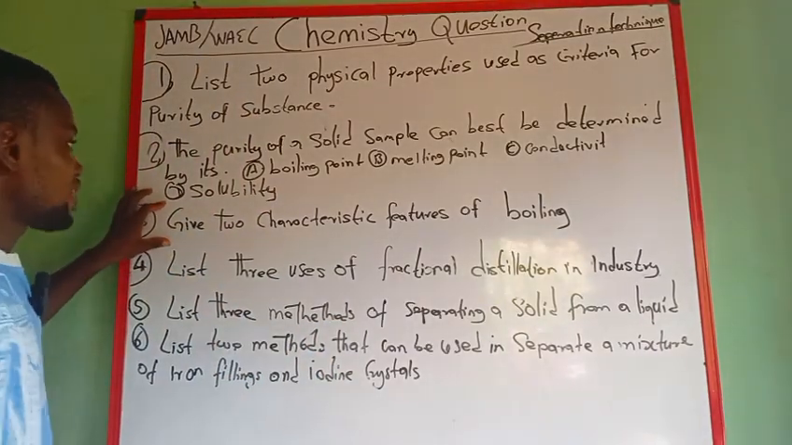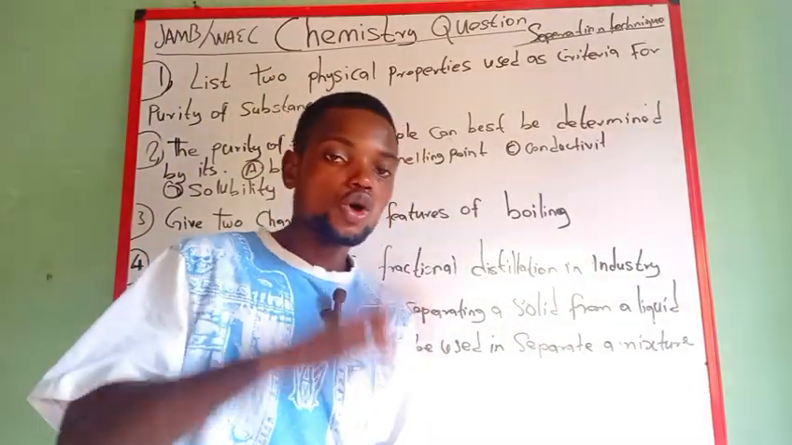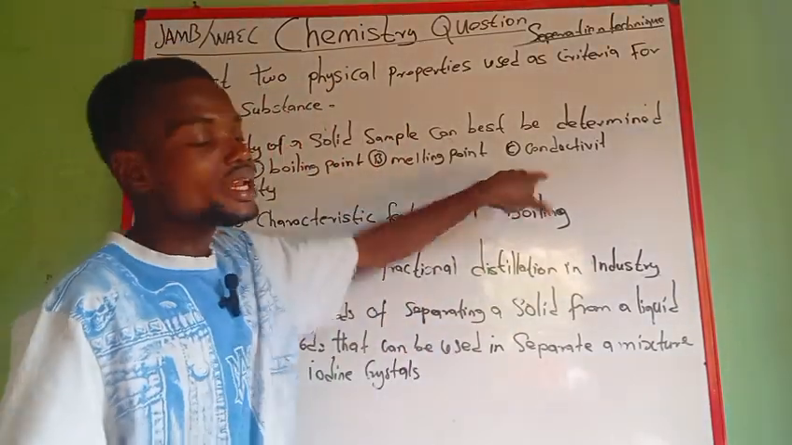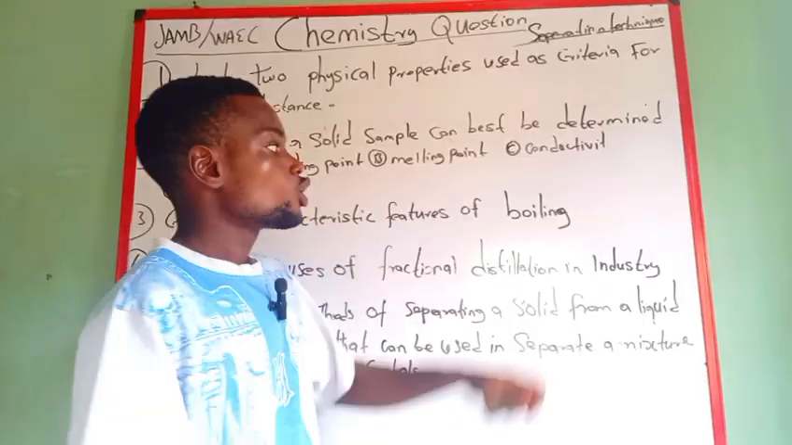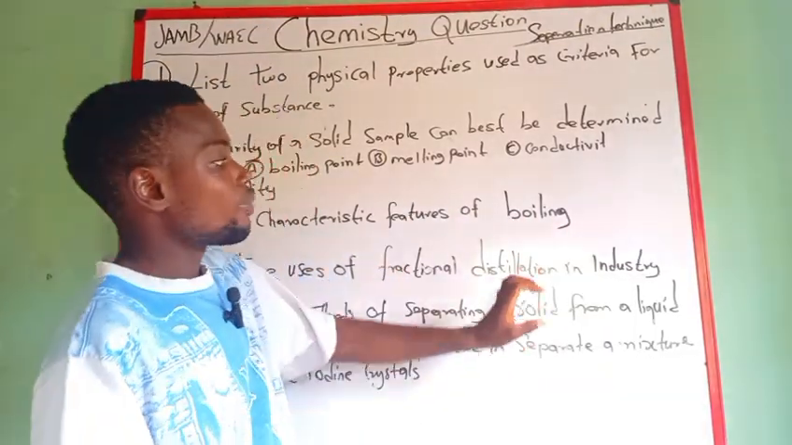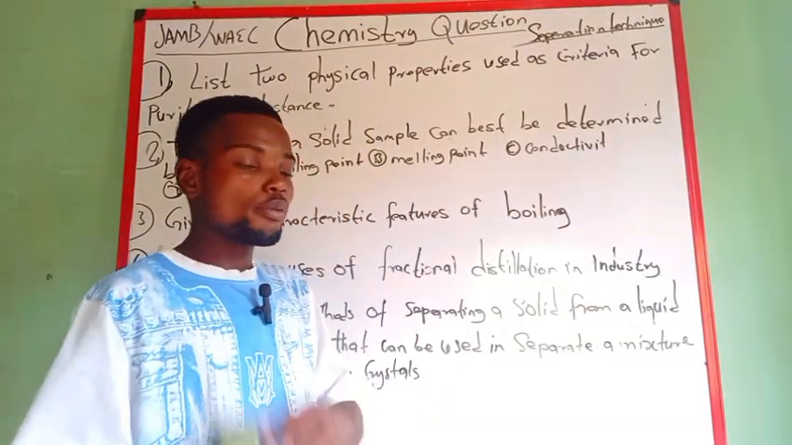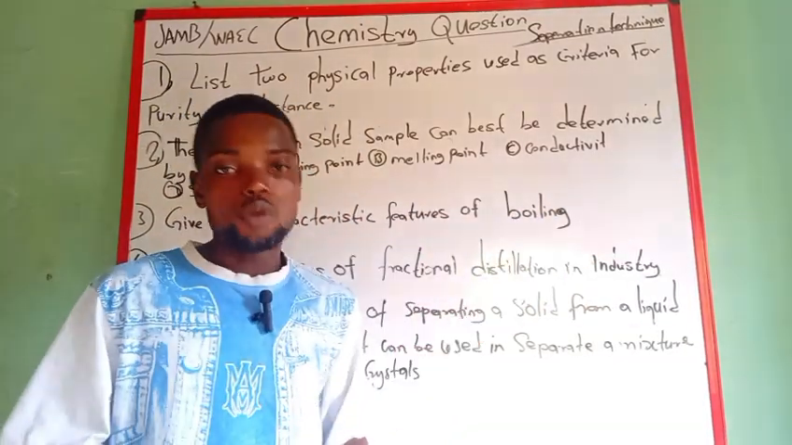The third one I'm going to answer says give 2 characteristic features of boiling. Only 2. Now for boiling, these answers are number 1, boiling occurs at a specific temperature. Number 2, during boiling, vapor bubbles are formed.